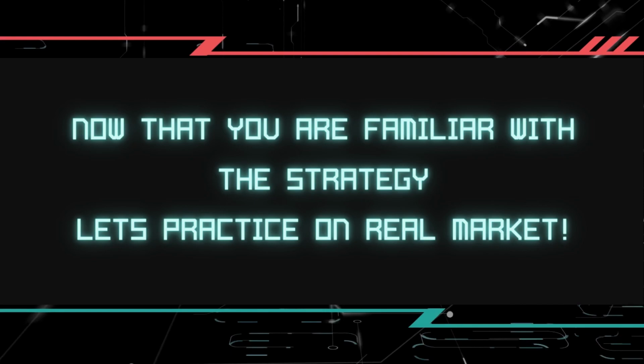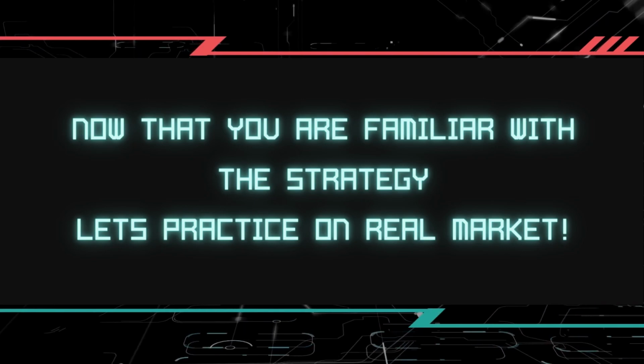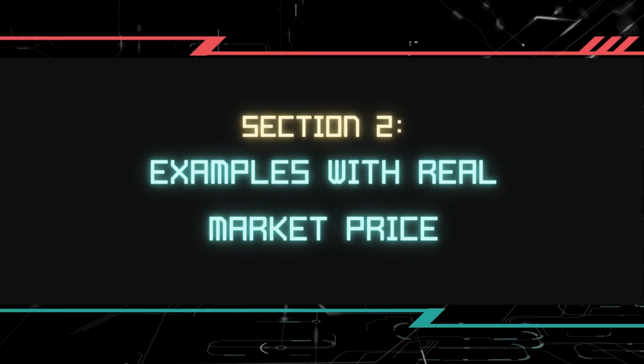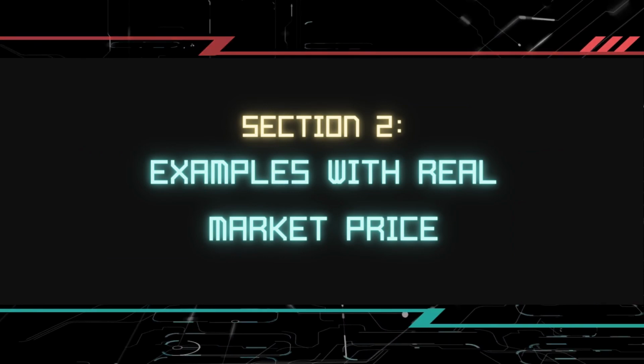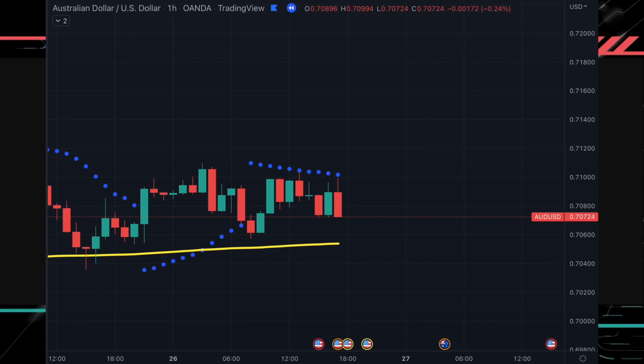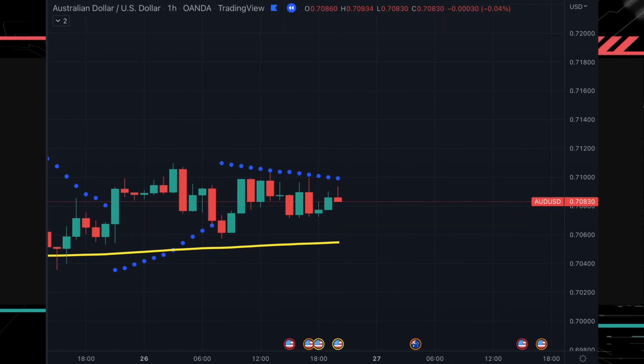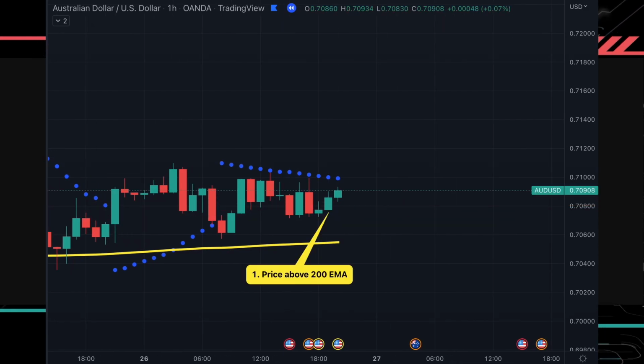Now that you are familiar with our buy and sell entry, let us proceed to the next chapter, where we will show the buy and sell example using the Forex market. Our first example is a Forex pair. We have the AUDUSD pair. The price is above the 200 exponential moving average. So we are looking for a buy signal.